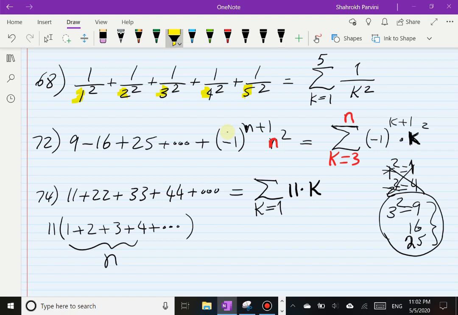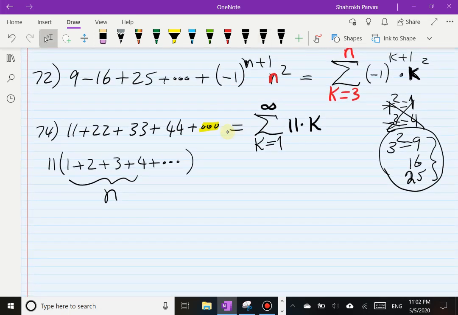Now, this one, it doesn't stop, right? It goes to infinity. There are an infinite number of terms in this series. So, as a result, I'm going to put infinity up there. So, number 74 is an infinite series. Okay.